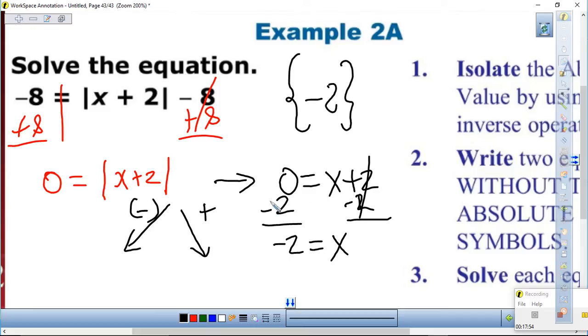What can we conclude? If the number on the other side of the equation from an absolute value is positive, how many solutions? 2. If the number is 0, how many solutions? 1.